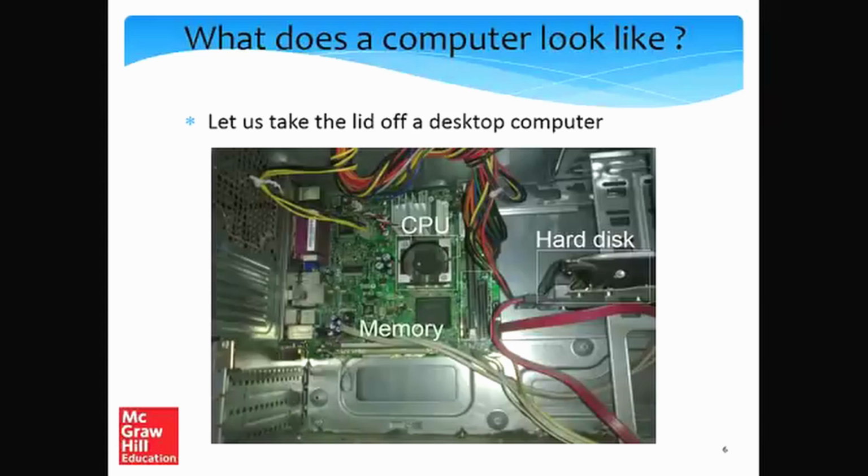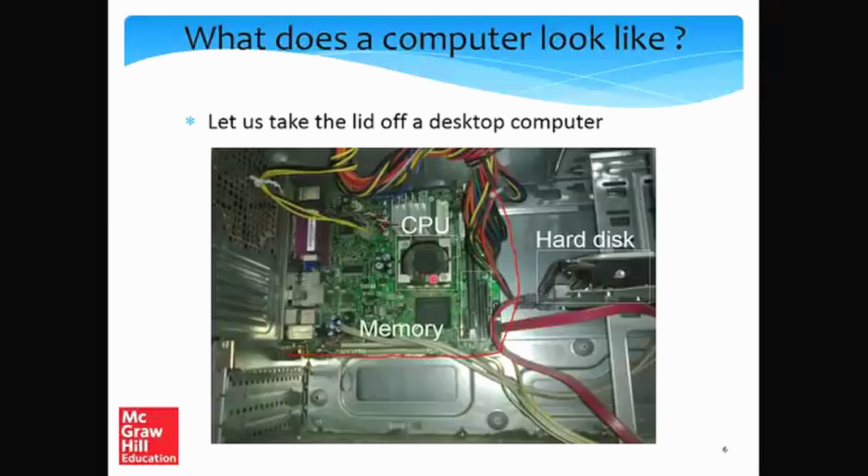So let us take the lid off a desktop computer and see what's over there. If you open a desktop computer, the first thing that you see over here is a green board, and this is called the motherboard. So this is a circuit board where the rest of the circuits are. The two most important circuits that at least we are interested in at the moment is the CPU, the central processing unit, which is the main brain of the computer. This is the CPU. You would also see a small fan on top of it.